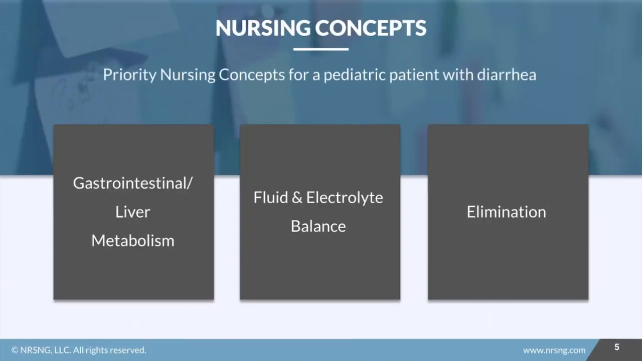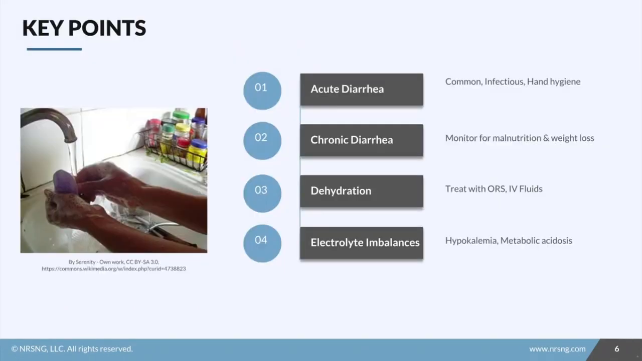Your priority nursing concepts for a pediatric patient with diarrhea are gastrointestinal and liver metabolism, fluid and electrolyte balance, and elimination. Okay, so let's just do a quick recap and go over your major takeaway points for this lesson. So really, your starting point when you think about diarrhea in the pediatric population is knowing there are two categories. You've got acute causes and chronic.